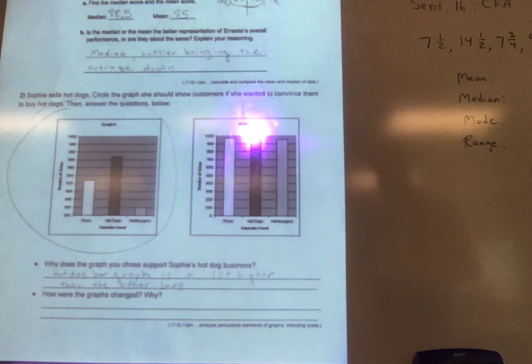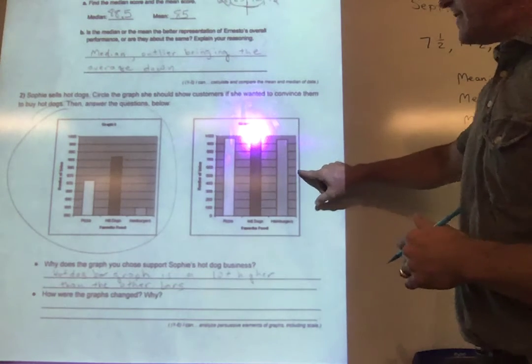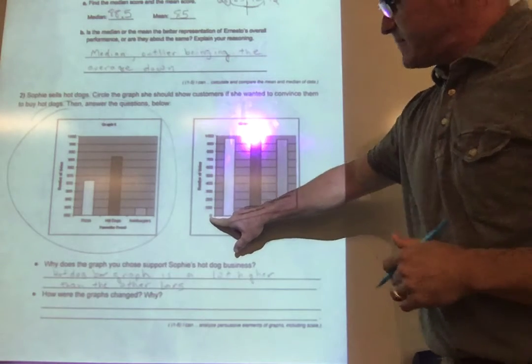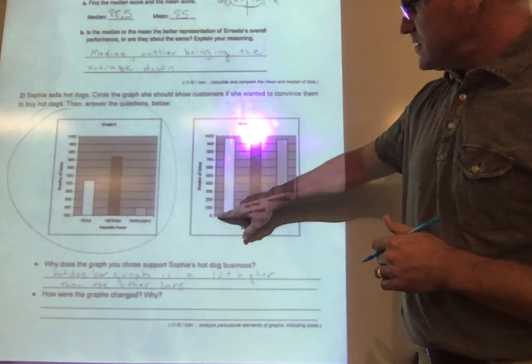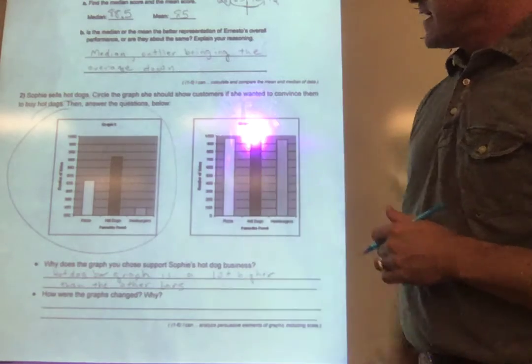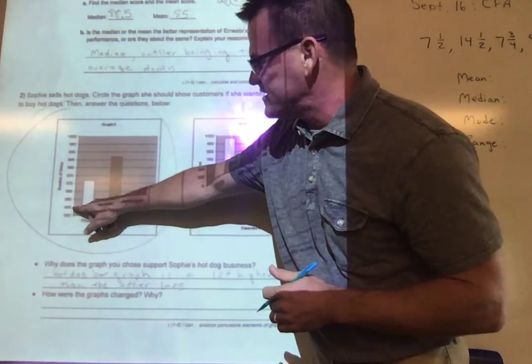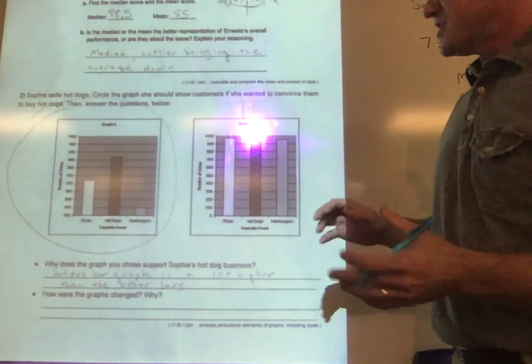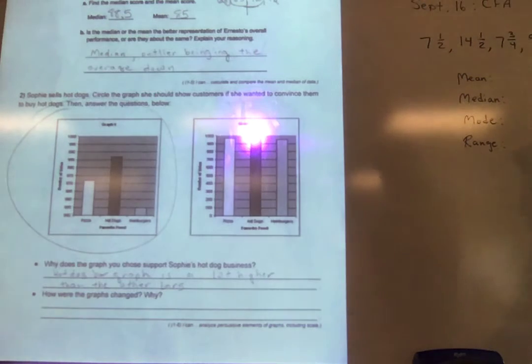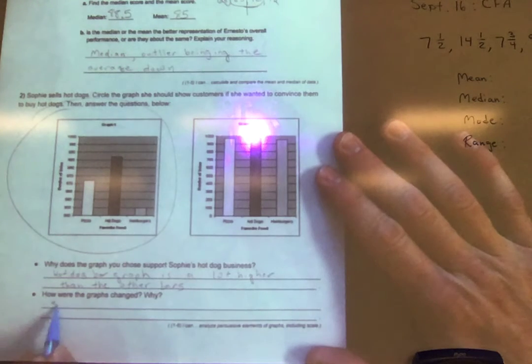When I look at this second graph here, notice the scale. We talk a lot about the scale. This one starts at 0 and goes by hundreds, and this one starts at 950 and goes by fives. So when you start scales at different starting spots, it can really affect what the graph looks like. So how are they changed? The scales are different.